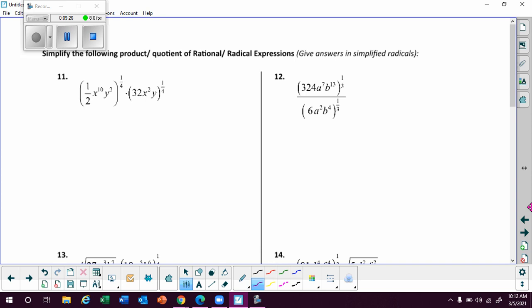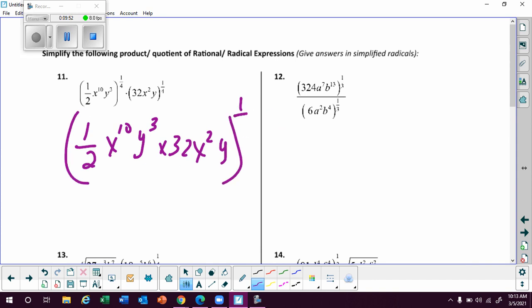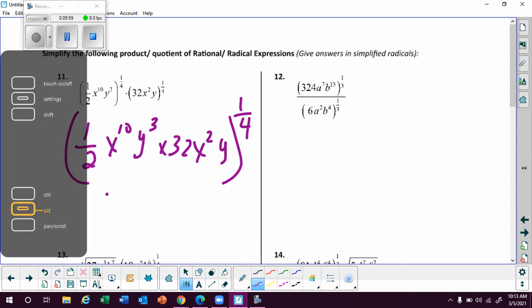Number 11. I have 1/2 x to the power of 10, y to the power of 3, times 32 x squared y to the 1/4. They both have the same exponent, the same power, so I can combine them. Let's divide: 1/2 times 32. 32 divided by 2 is 16.